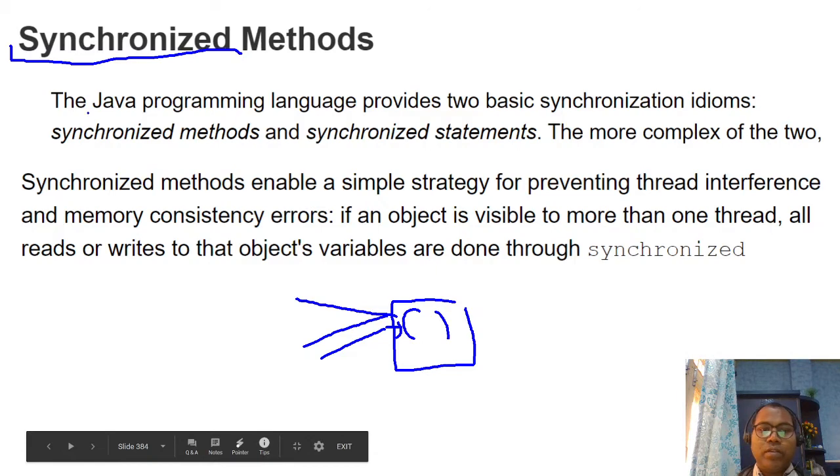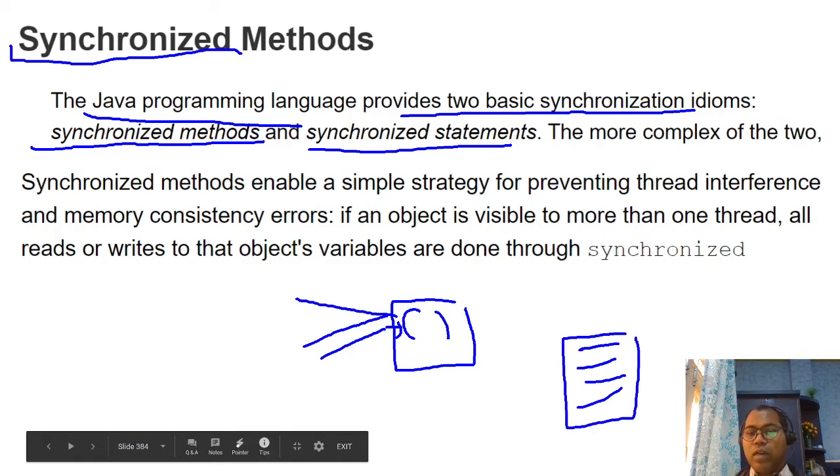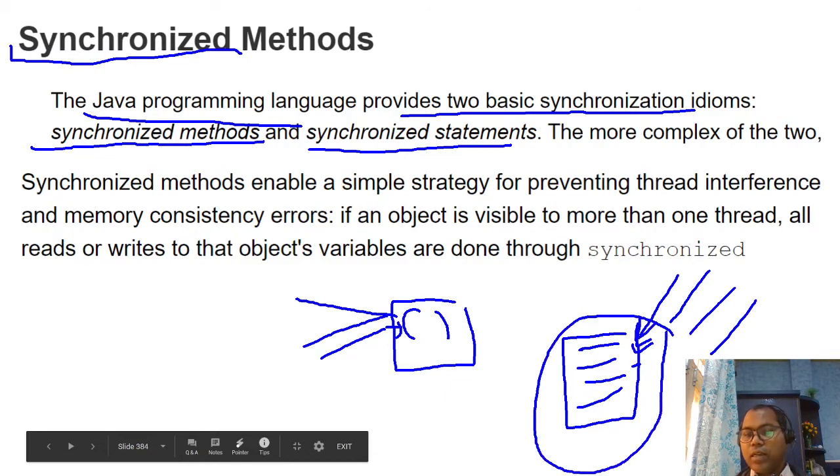So the Java programming language provides two basic forms of synchronization. One is the synchronized method, and one is the synchronized statement. You can synchronize the complete method, or a set of statements. I want only this set of statements 1, 2, 3 to be synchronized. Synchronized means if multiple threads try to access this set of instructions, only one can get a chance and the rest will wait. When the thread completes and releases, after that the next gets a chance, and anyone can get a chance.